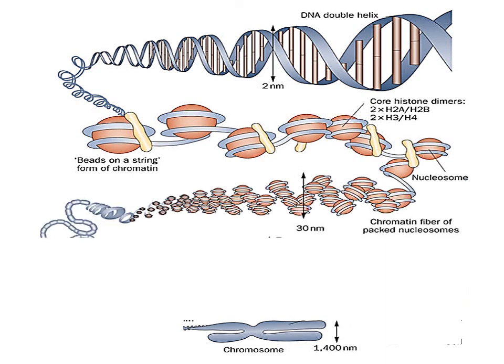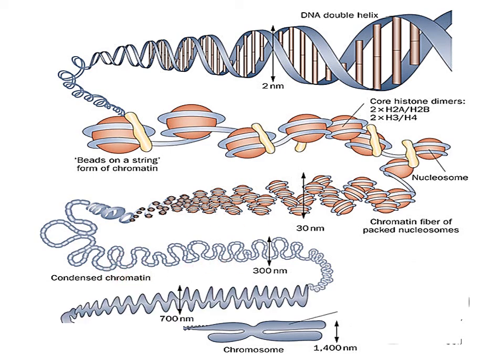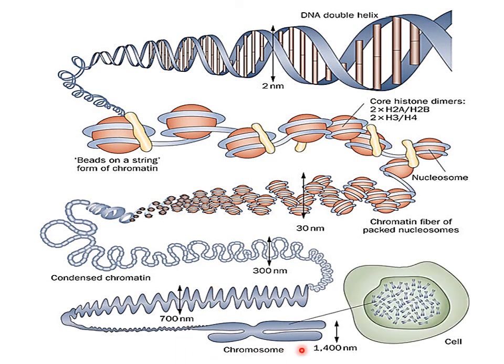There will be further coiling, winding, and now the nucleosome starts coiling over each other and forms a 30 nanometer fiber. The coiling condensation continues, and the DNA is thrown into loops which are stabilized by the scaffold protein. There will be further coiling, and finally the DNA will be condensed into a chromosome which will be packed into the nucleus of a cell.